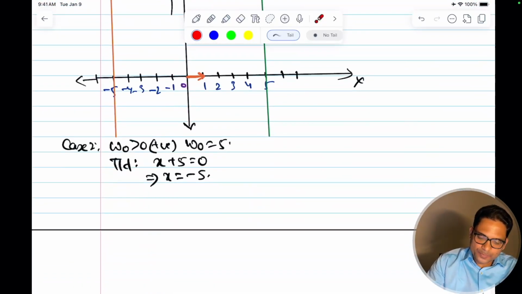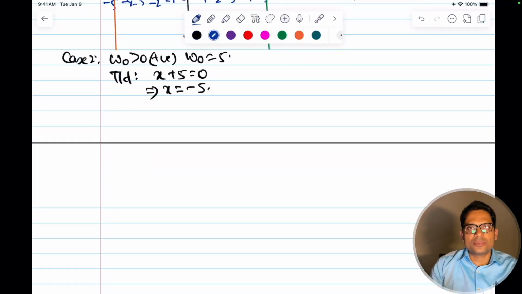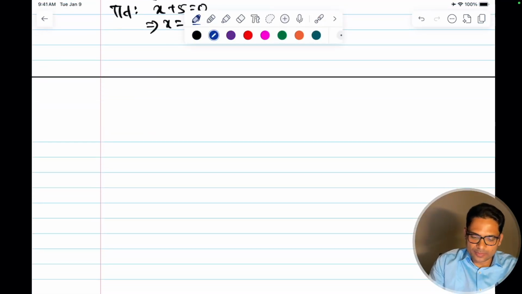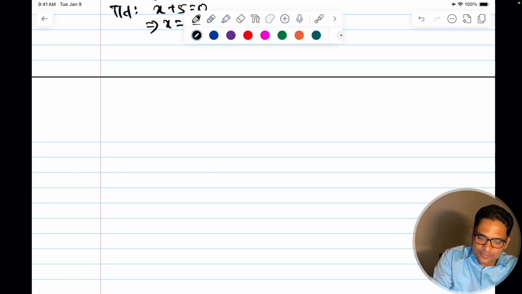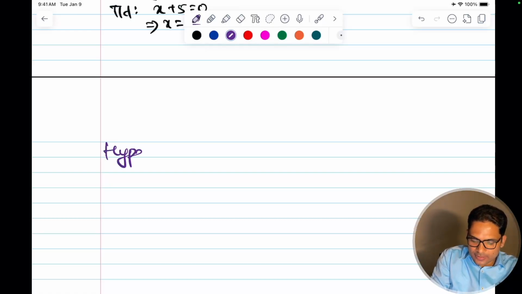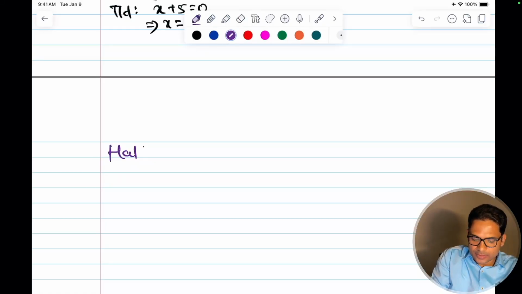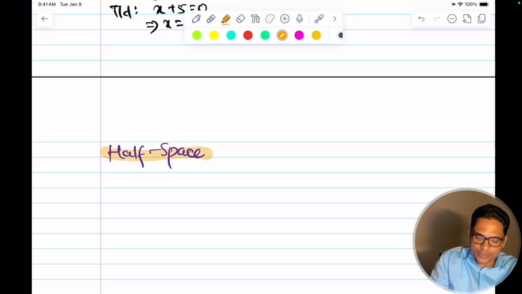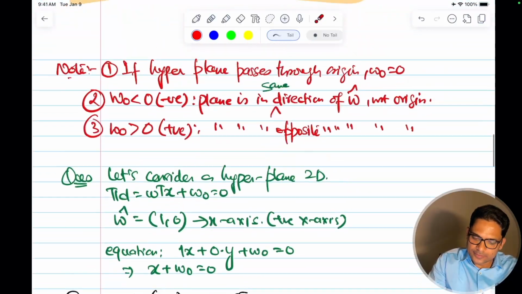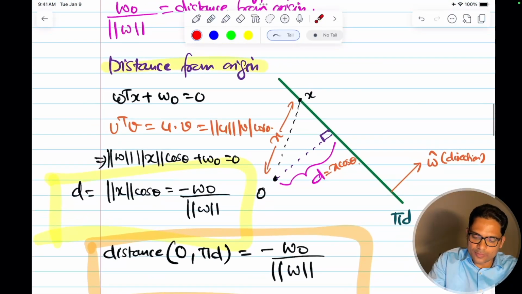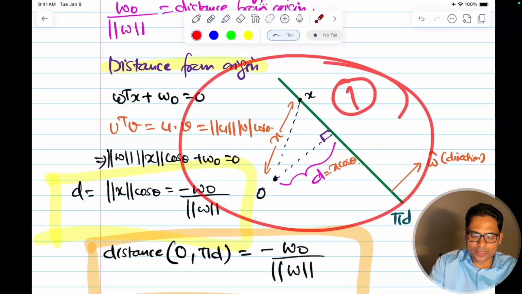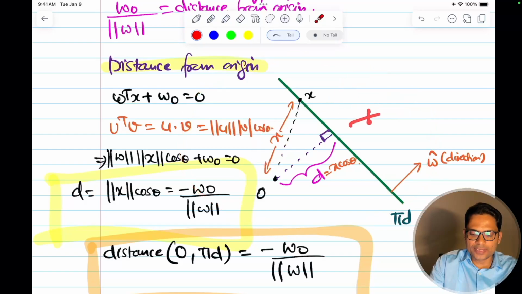So this is the importance of w naught, or the intercept distance from the origin. The next thing I'm going to discuss is that the hyperplane has divided the whole plane into two parts. That is called half space. The complete space is the full space. So this was the complete space and it is divided into two spaces, 1 and 2. So these are two half spaces.